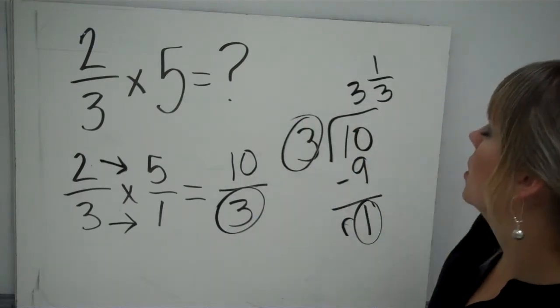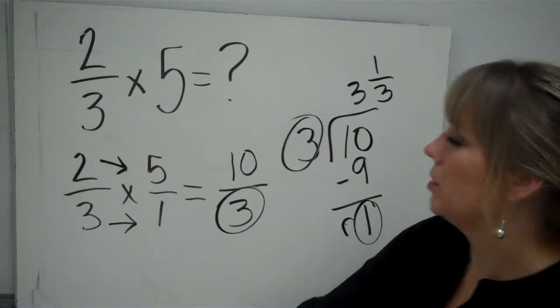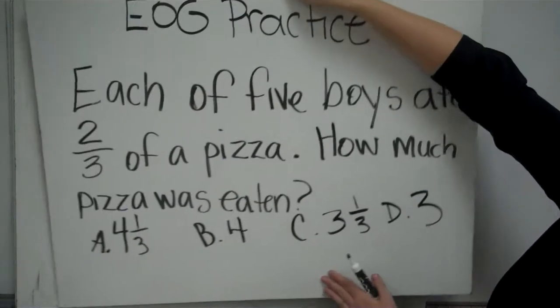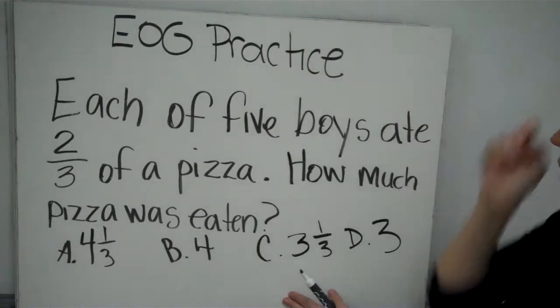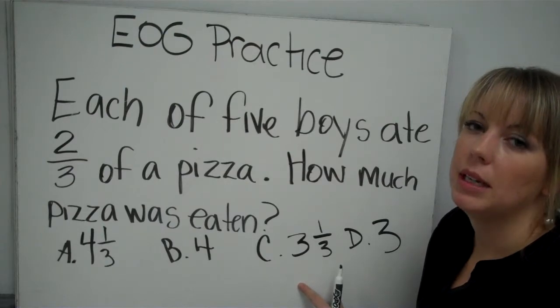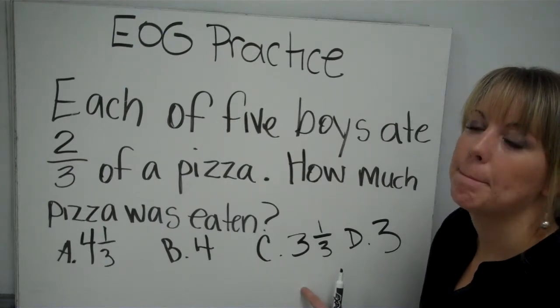That is your denominator. So if I go back to my question, we got 3 1/3, and was that A, B, C, or D? It was C. 3 1/3 pizzas. Okay?